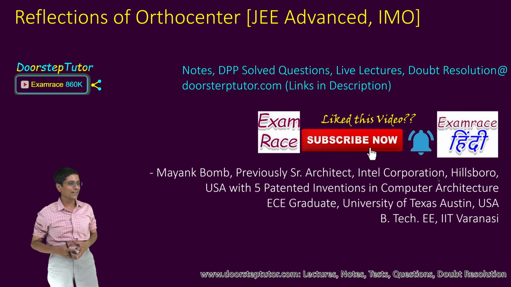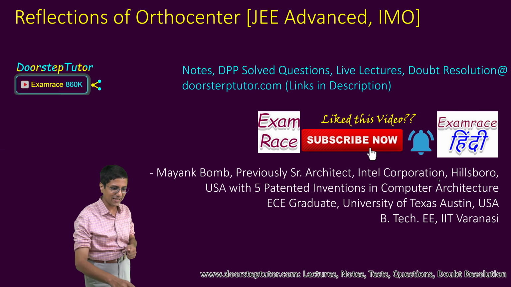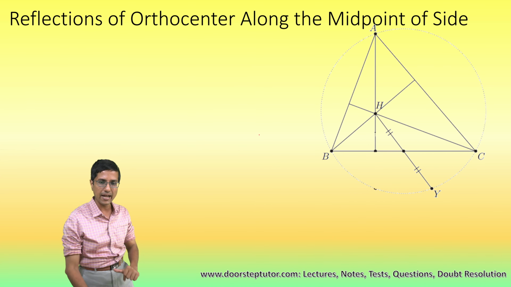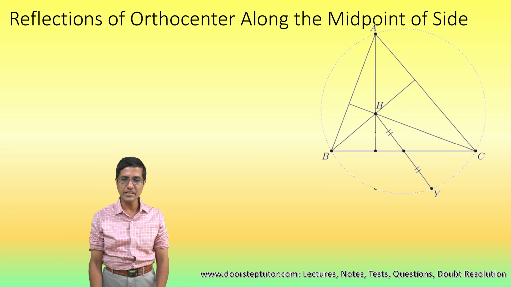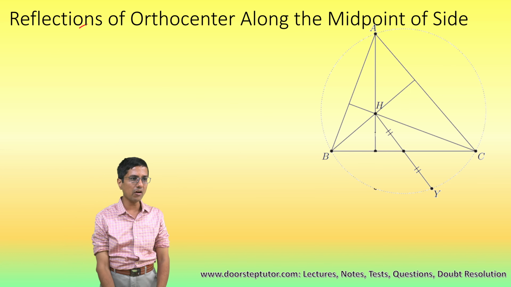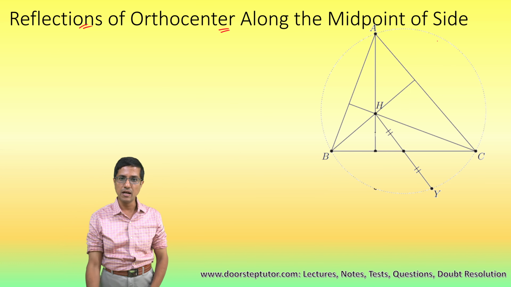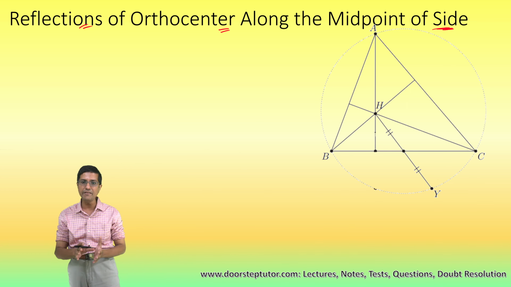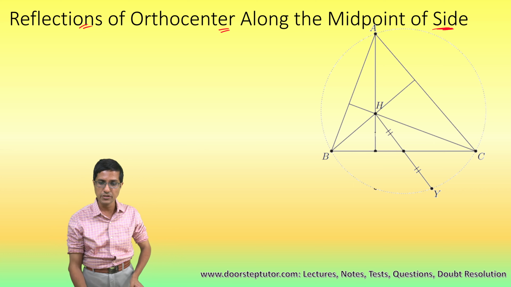Now, in the series of classes on the special properties of triangles, which you might find useful in solving JEE Advanced problems or IMO problems, another such property is the reflection of the orthocenter along the midpoint of a side. So we are not just simply reflecting along the side, we are reflecting along the midpoint of the side. So what does that mean?